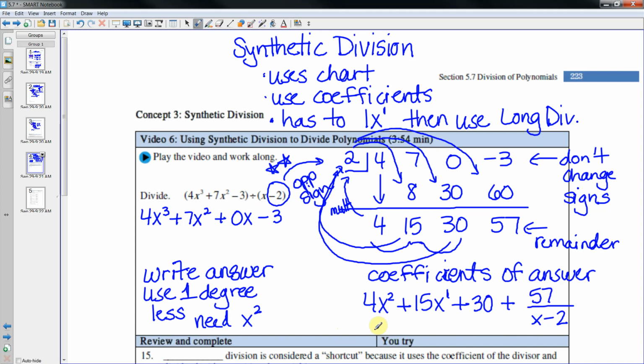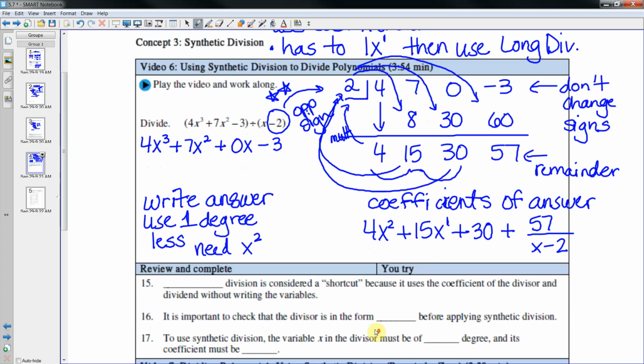So that's synthetic division. It's a little process, and I know the first time you see it, it may look difficult, but it gets easier. So synthetic division is considered a shortcut because it uses only the coefficients. It's important to check that the divisor is in the form of x plus a, or it could be x minus a, but it has to be a binomial. To use synthetic division, the variable of the divisor must be of the first degree, and its coefficient must be a 1. So you have to use those.